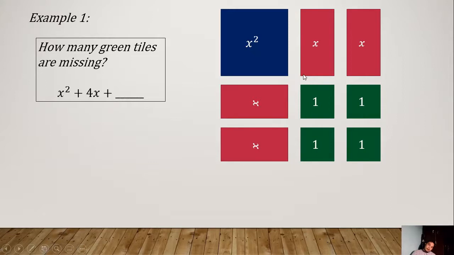So what did we do? We multiply this side to this side. So we have here 2, and we also have here 2. And 2 times 2 is equal to 4. So 4 will complete this expression. By the way, this perfect square trinomial represents this set of tiles. So we have four green tiles, four pink rectangles, and one large blue square.